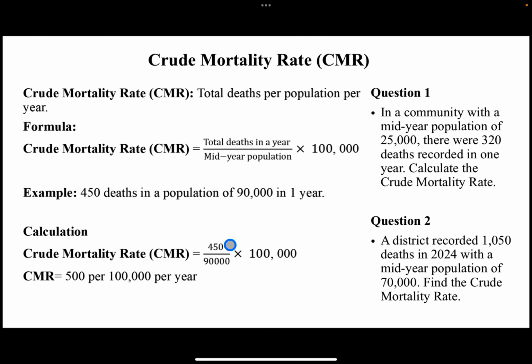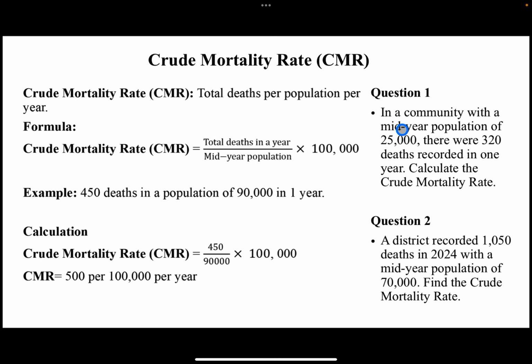So in crude mortality rate, 450 divided by 90,000, then you multiply by 100,000. At the end of the day, you get 500 per 100,000 per year.